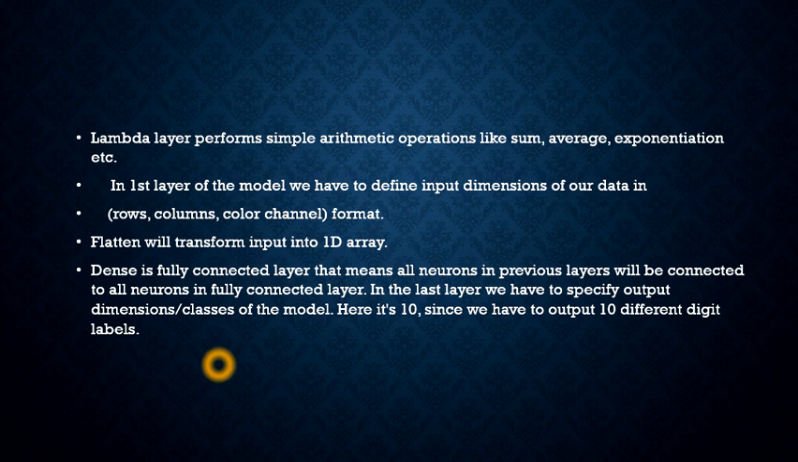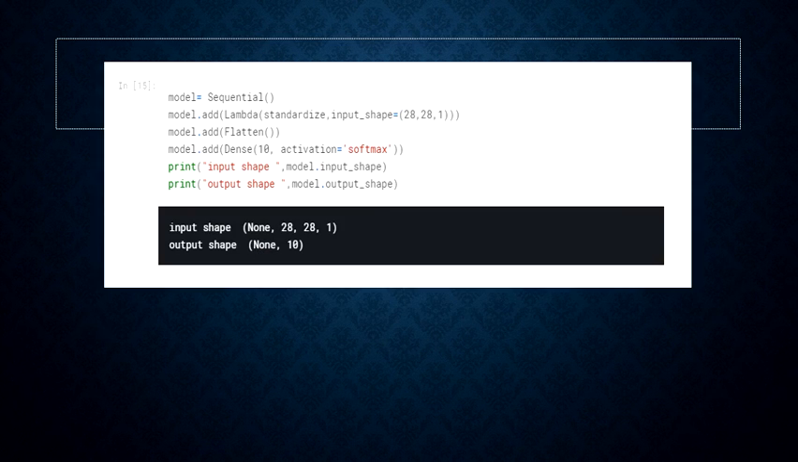And Dense is a fully connected layer. That means all neurons of the previous layer will be connected to all neurons, so it is fully connected. Here it is 10, since we have to output 10 different digit labels, that's why we use 10. And there is our code. As you can see, the output shape is 10, because we want to find 10 different units, like 0 to 9, 10 different characters. That's why here n is 10.